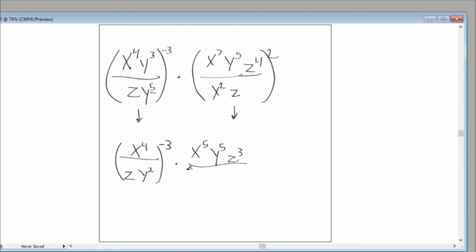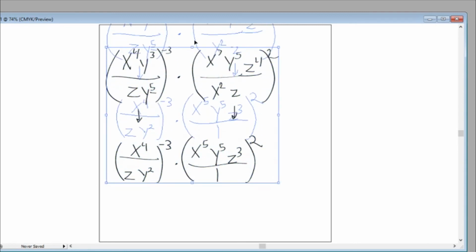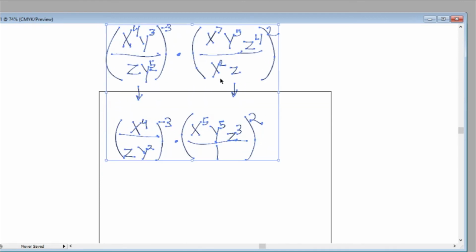And I apologize for my handwriting so far. It's kind of hard to write on this tablet. But Z to the 3rd goes on top because my larger exponent was on top. And what do I have left on bottom? 1. And I'm going to keep it over 1 because I'm still dealing with another fraction over here. Okay. And I'm going to move this up so that we have enough space to work here.